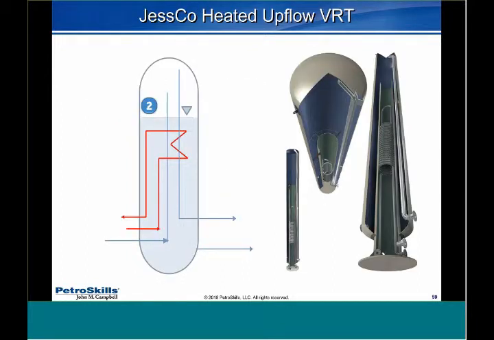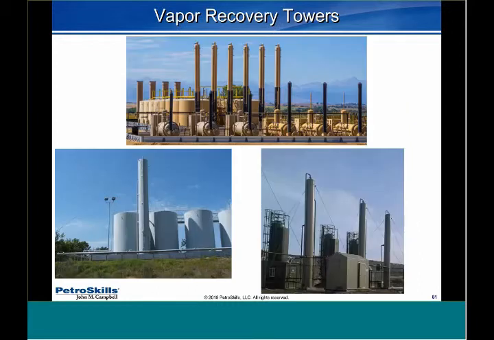This is another one from Jesco, except all the lines are coming in from the bottom and they're supplying some heat. They said they were using vapor recovery compressor exhaust to provide the heat. And the reason the line's coming from the bottom, they said, is so that you can insulate it. This is what they look like.